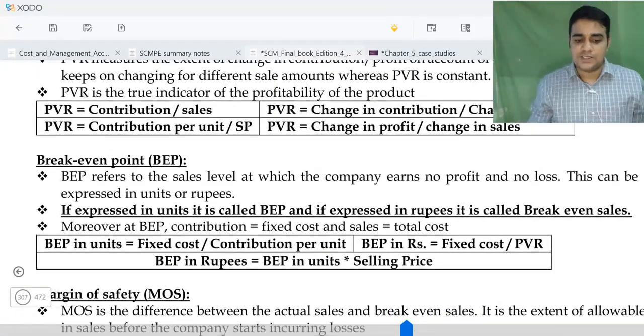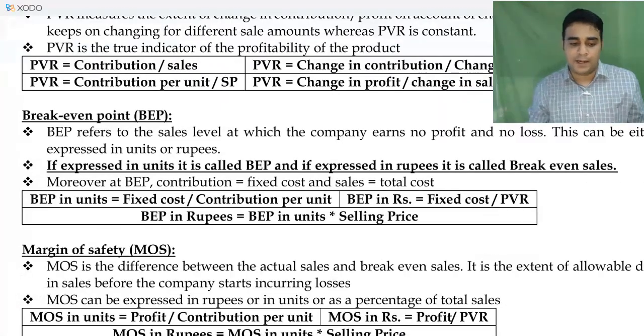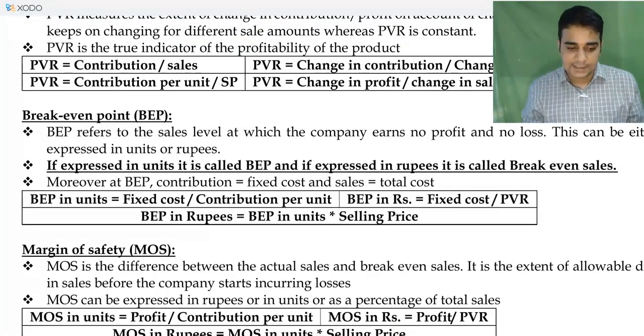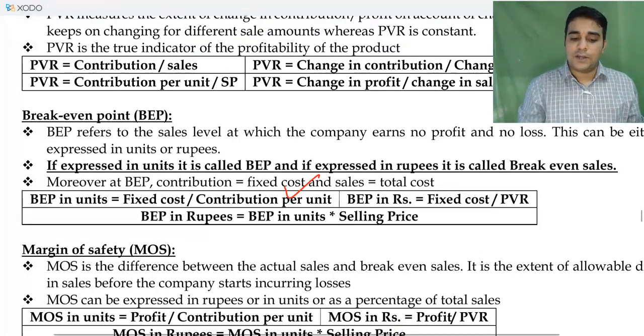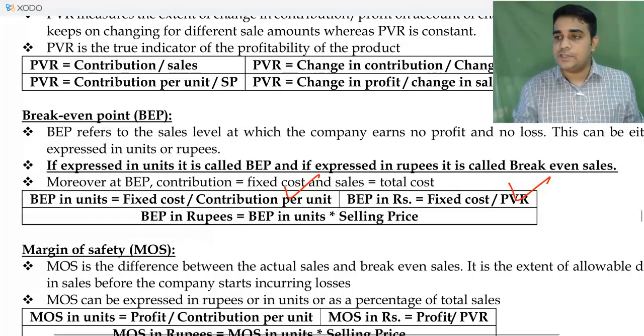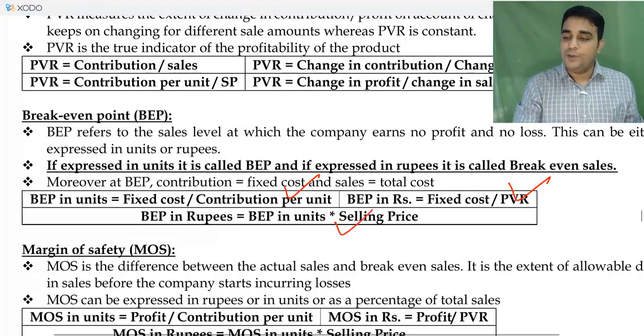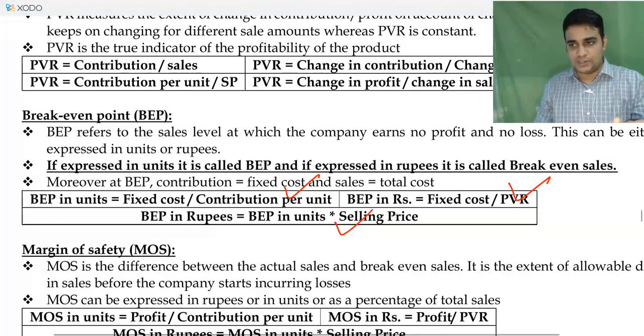BEP refers to the sales level at which a company earns no profit and no loss. If expressed in units, it's called BEP. If expressed in rupees, we use the word break even sales. Different formulas are there: fixed cost by contribution per unit, fixed cost divided by PVR, BEP in units into selling price. There's another formula which is not mentioned there.